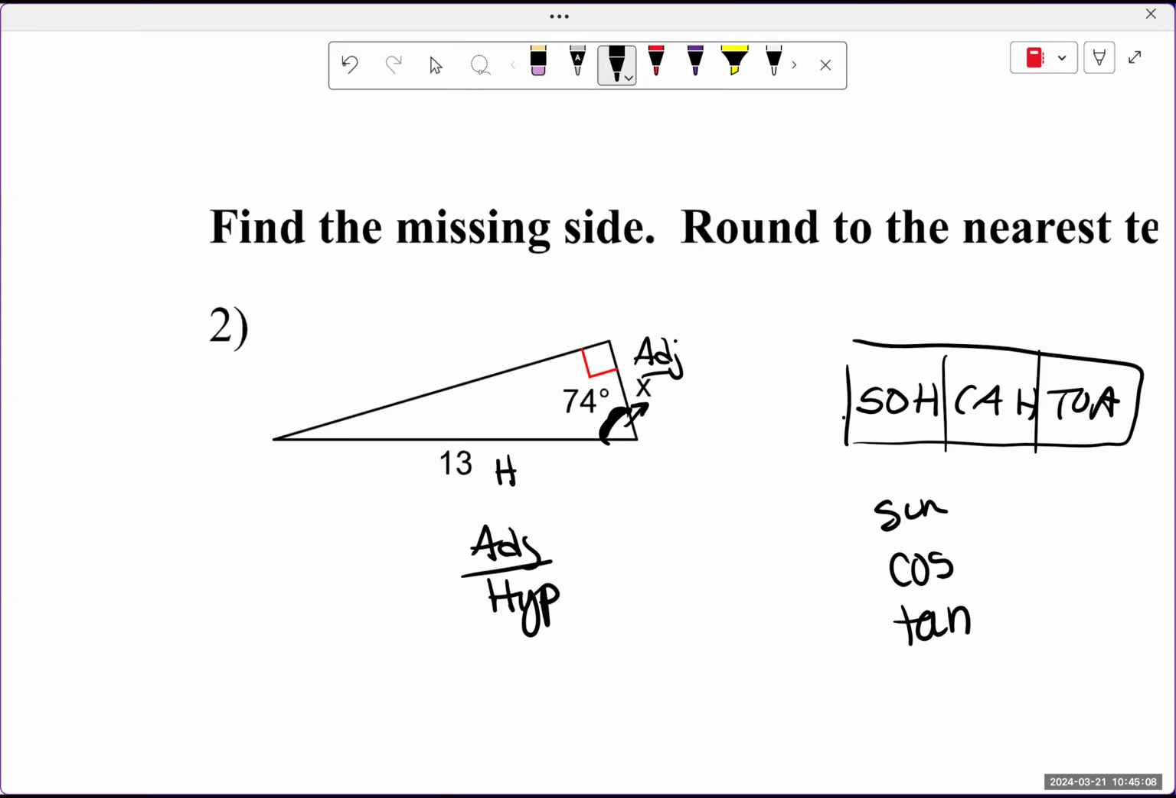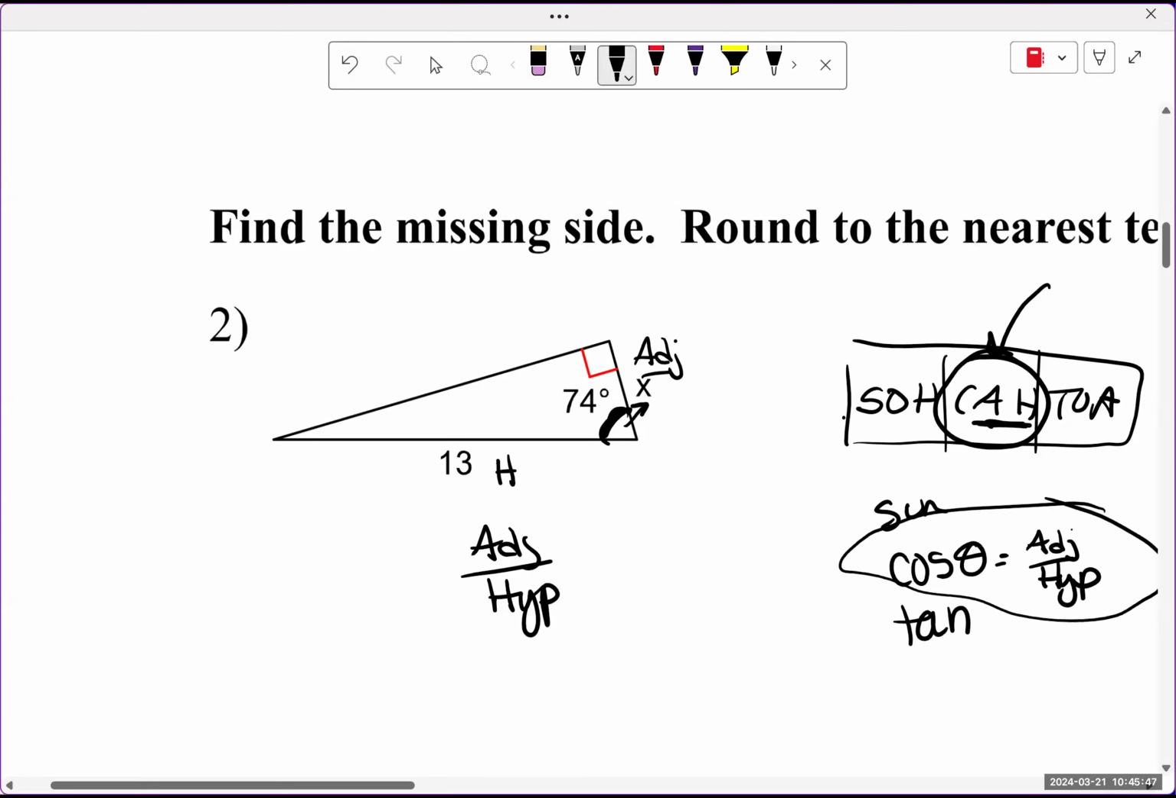Let's see. Adjacent and hypotenuse. Sine is opposite over hypotenuse, not that one. Tangent is opposite over adjacent, not that one. Does everyone see why I'm choosing cosine? The definition: cosine of an angle, we're going to call the angle theta, is adjacent over hypotenuse. That's what the A and the H mean in SOHCAHTOA. Adjacent over hypotenuse by definition.